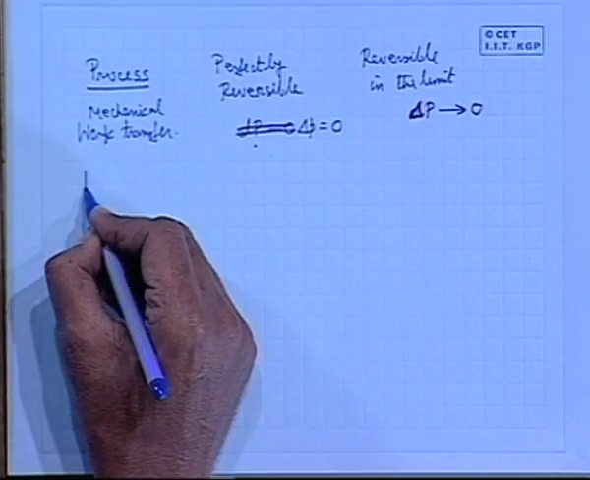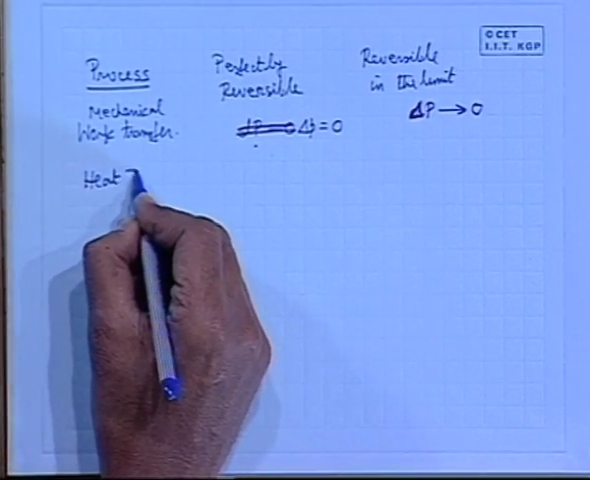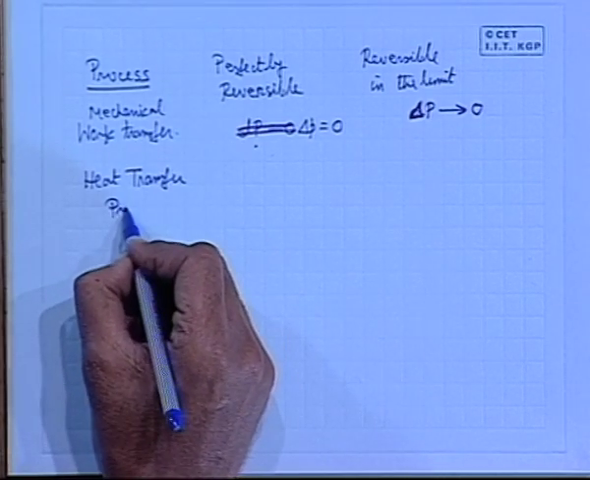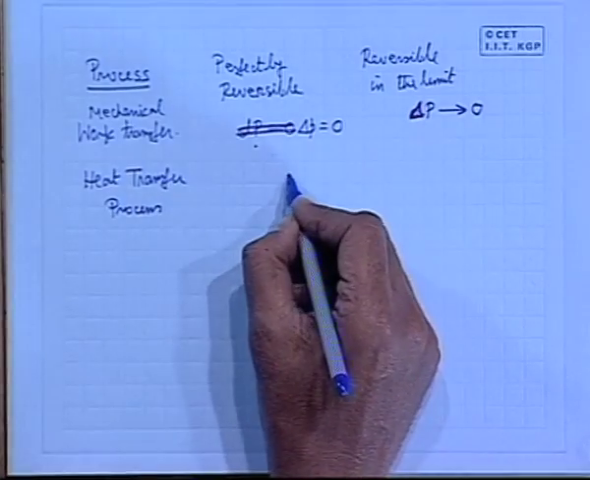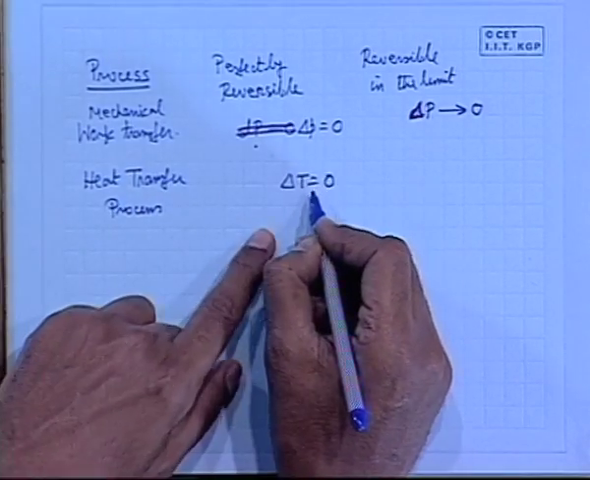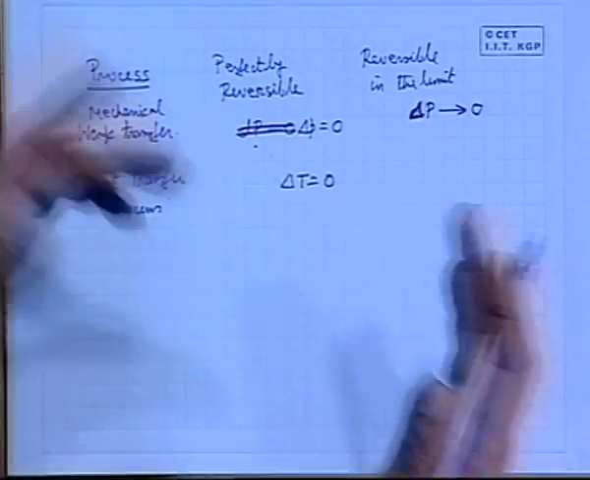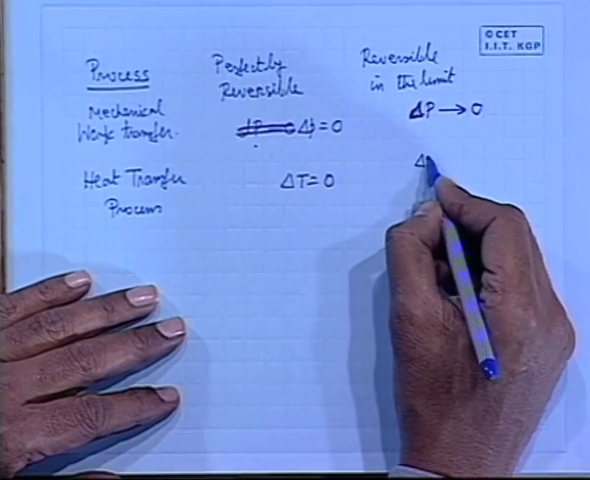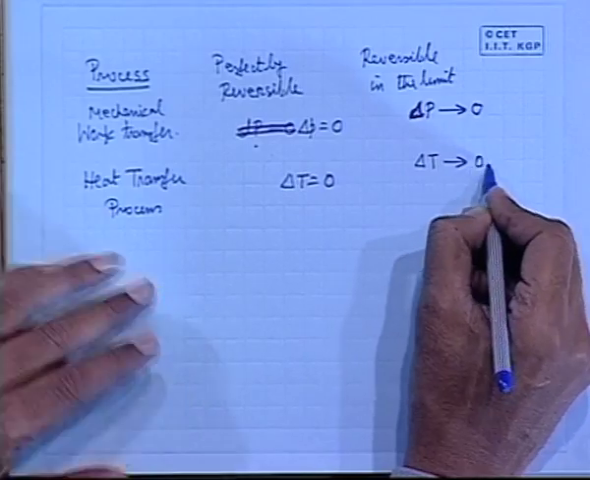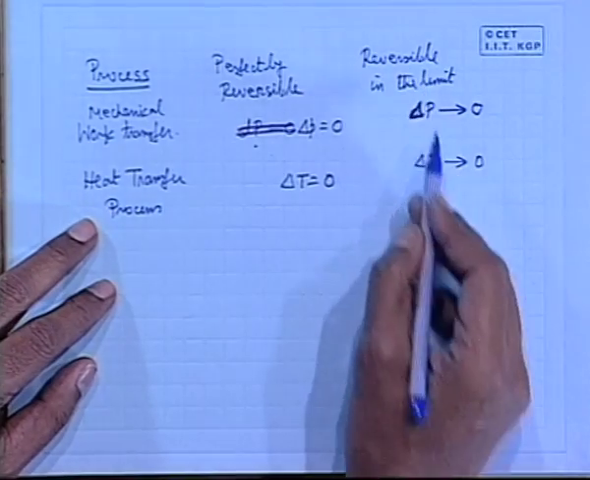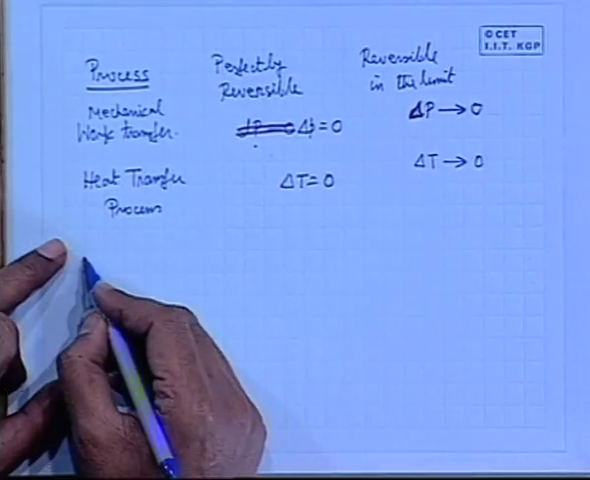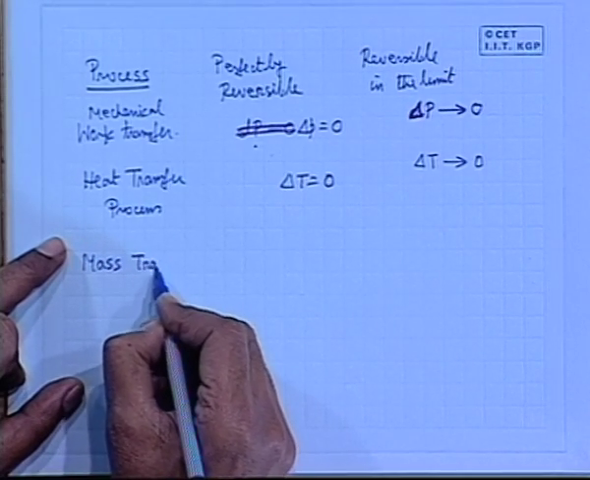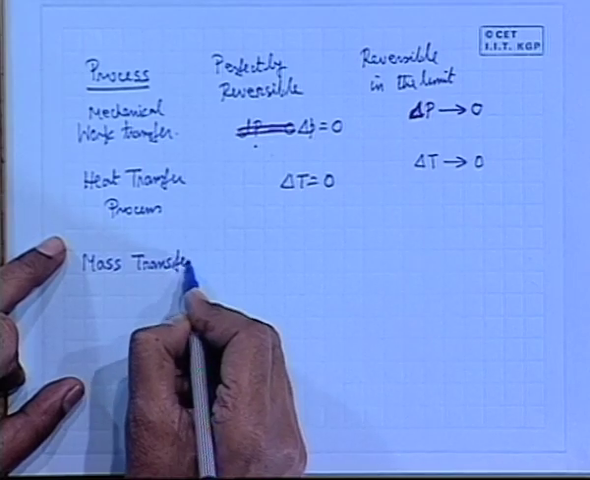Similarly, for a heat transfer process, delta T has to be 0. That is no process. Perfectly reversible means no process, because without a temperature difference, heat cannot be transferred. But in the limiting case, when delta T tends to 0, that is a reversible process in the limit, a reversible heat transfer process. Then, the mass transfer process.